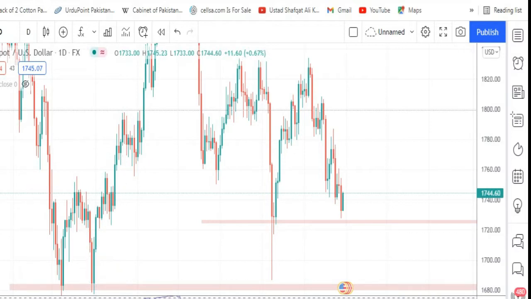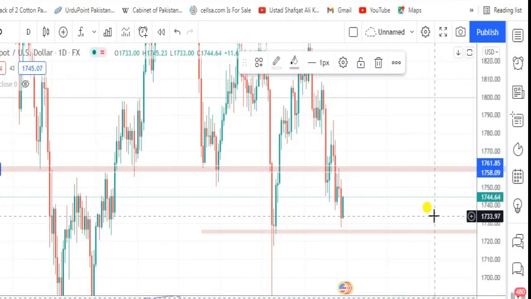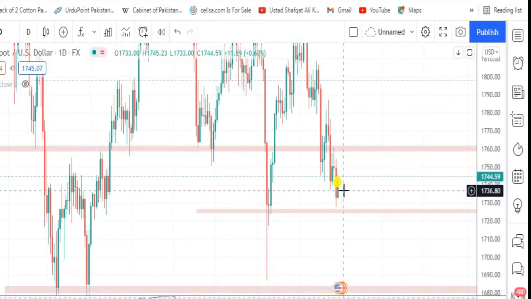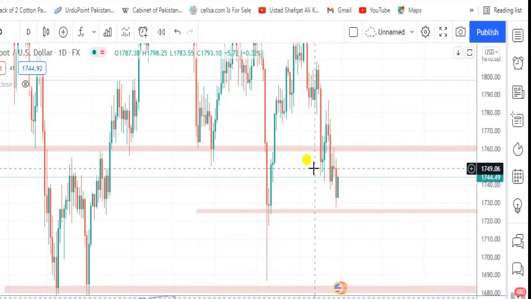Whenever the market comes to that area, you have to open positions very carefully, because it's almost 1759, this is 1758 till 1760. So it's a major area. So these are three areas, and whenever the market comes to these areas, you have to trade very carefully.